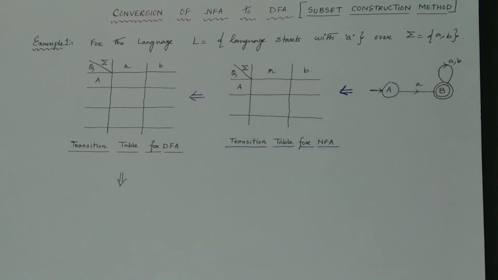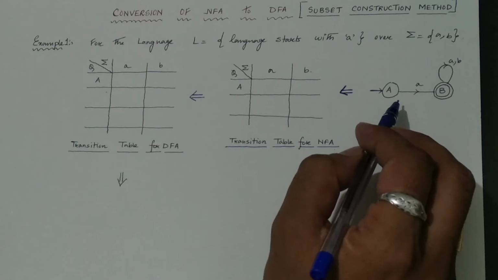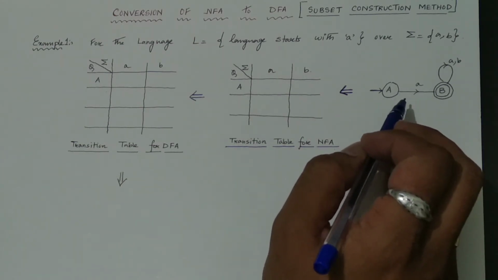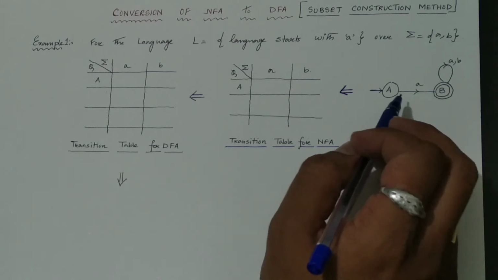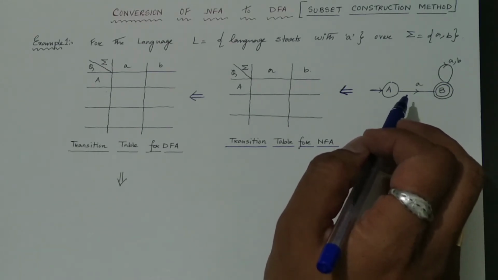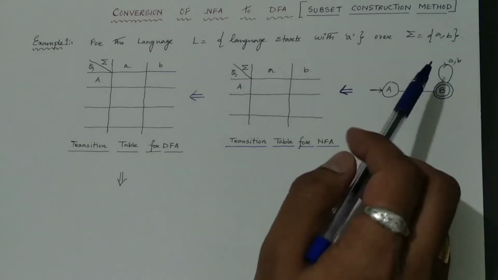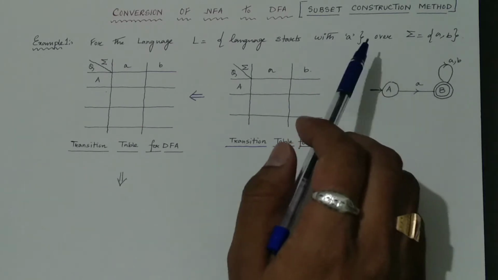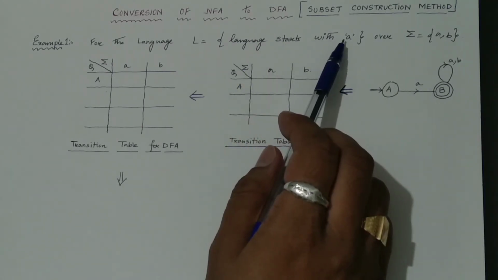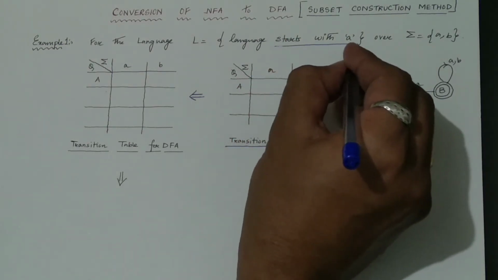I have drawn the diagram already because the construction of the NFA is already done, and this example is also done in your examples. If you haven't understood how to construct an NFA, you can get back to my lecture series. Here I have to draw an NFA which starts with A. The restriction comes at this particular point: starts with A.